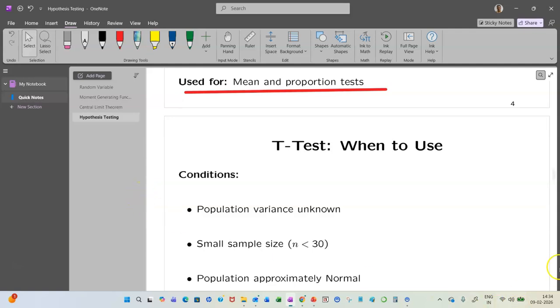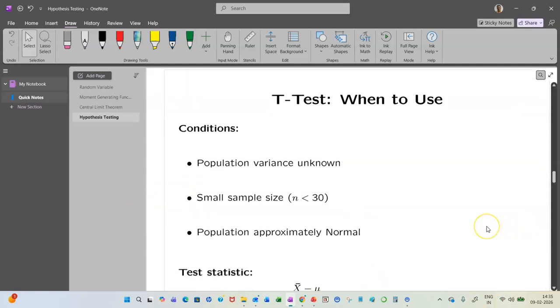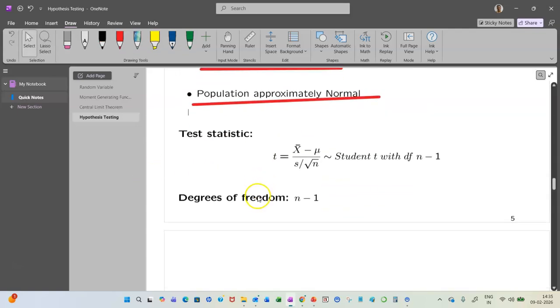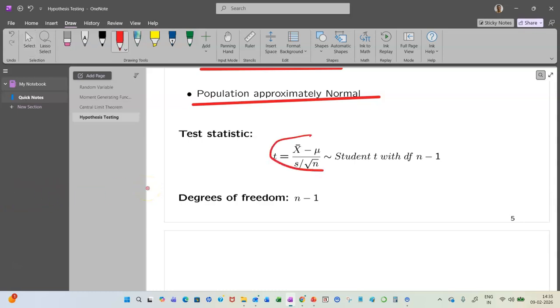T-test, when to use? Say population variance is unknown, and the sample size is small, less than 30, but the population is approximately normal. In that case, we use t-test. So our test statistic will be x bar minus mu by s by root n.